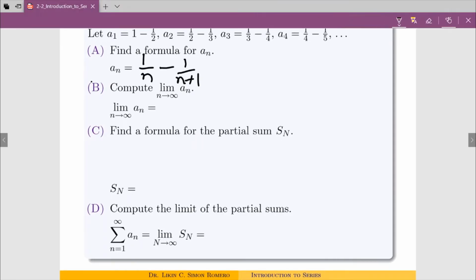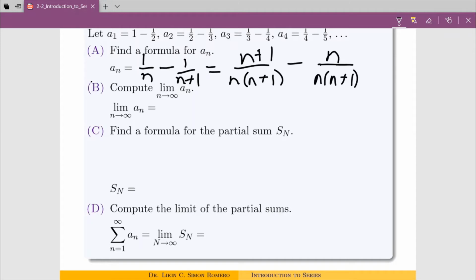Now, when doing this, I like to actually simplify this a bit. So if we combine this into one fraction, we get a common denominator, which is n times n plus 1. So the first one is going to be n plus 1 over n times n plus 1, and the second one is just n over n times n plus 1. And so if we combine this, we get that this is actually equal to 1 over n times n plus 1.